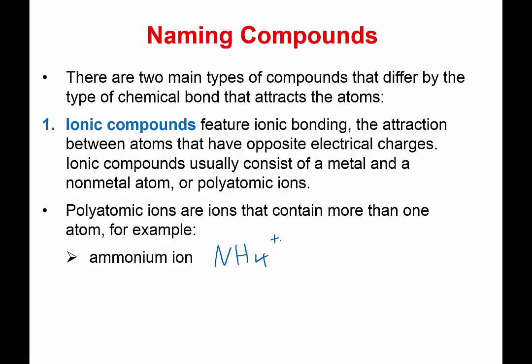There are a lot more polyatomic anions you should know, so I'll just do one example. Nitrate ion is NO3-. So you have 1 nitrogen and 3 oxygens with an overall negative charge. And there are many more polyatomic anions you should know that we will go over in class.